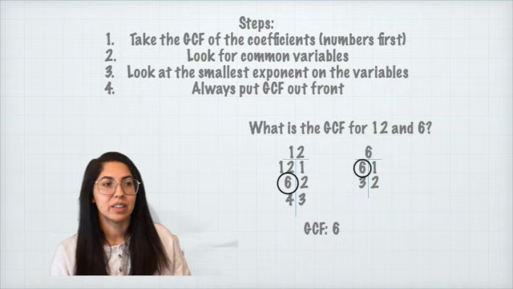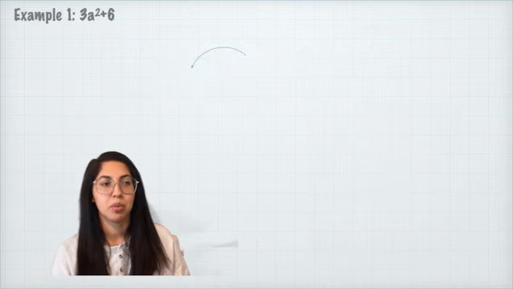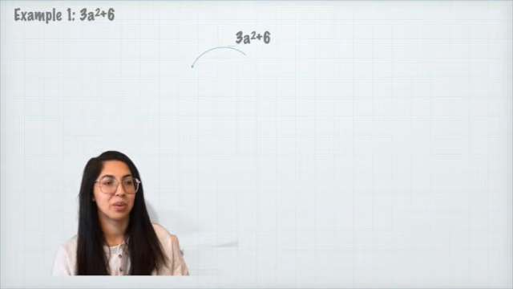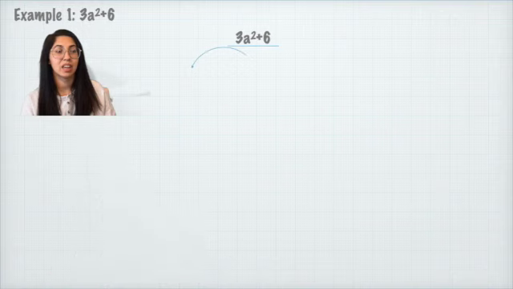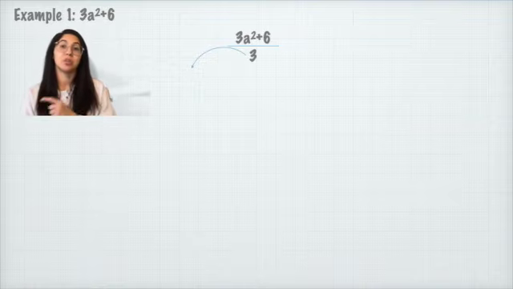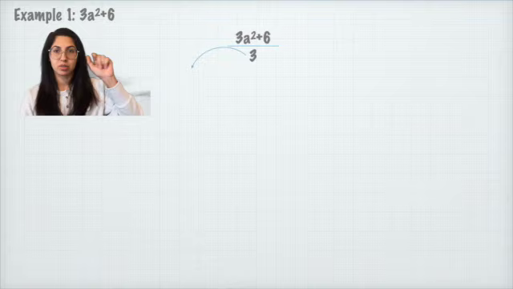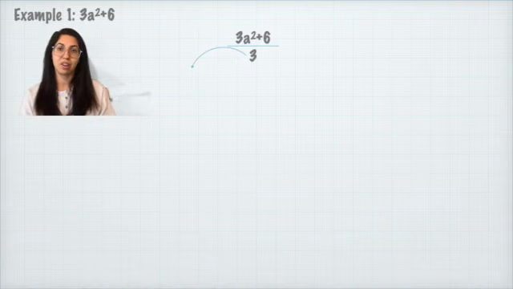Okay, so our examples. Example 1: 3a squared plus 6. So we're going to put a division sign. I know the GCF of 3 and 6 is 3, so I'm going to divide by 3. You can also think of this as undistributing. So what did I distribute to get to this problem? I distributed a 3. Where does that 3 go now? It follows this arrow and it goes to the outside of the parentheses.